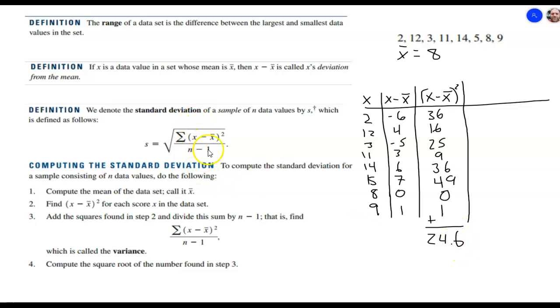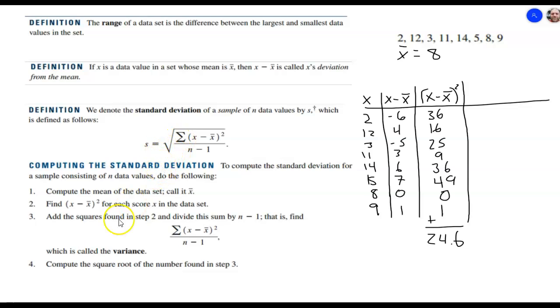24.6. And then the final thing that we do, oh, by the way, this weird symbol here, that's the summation symbol. It's a Greek sigma, and it means that we take all of these values and sum them up. So that's what that means. Sorry if I missed that.